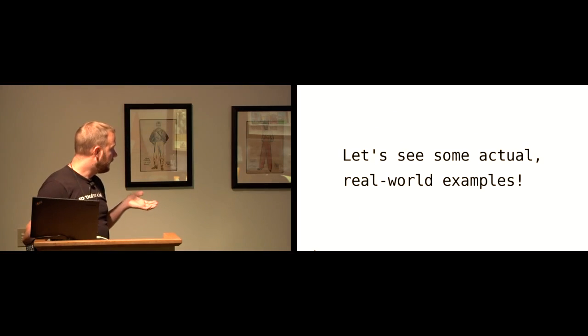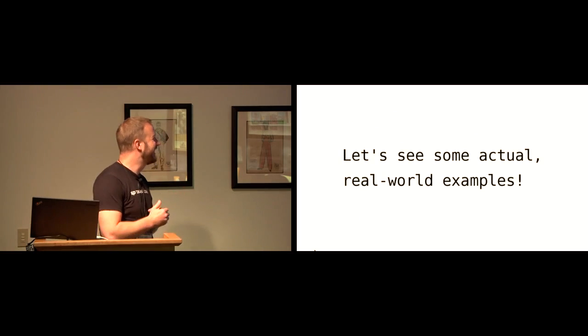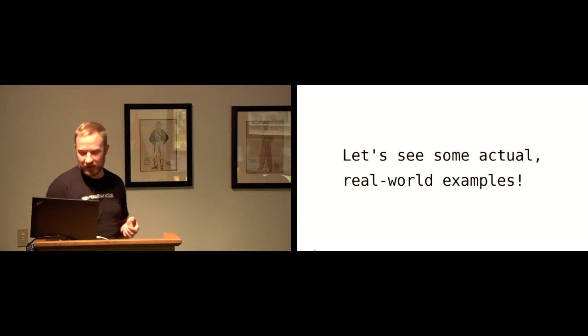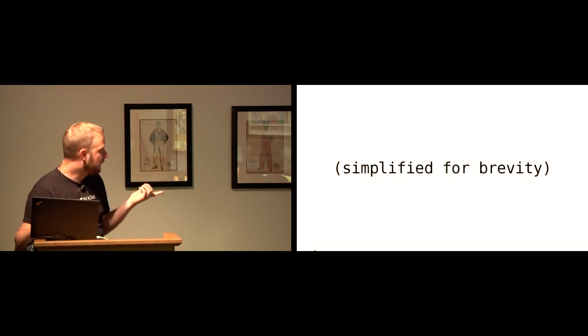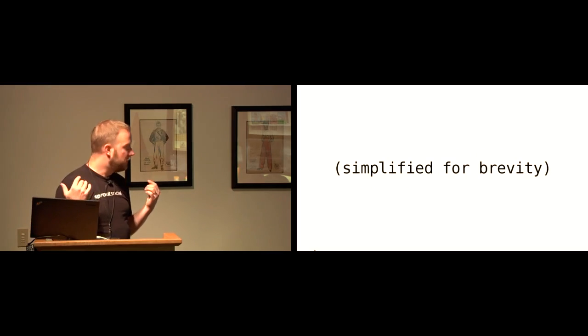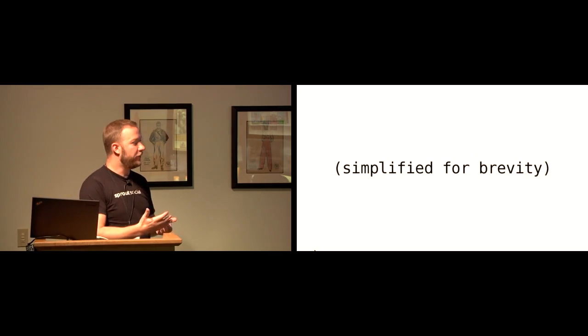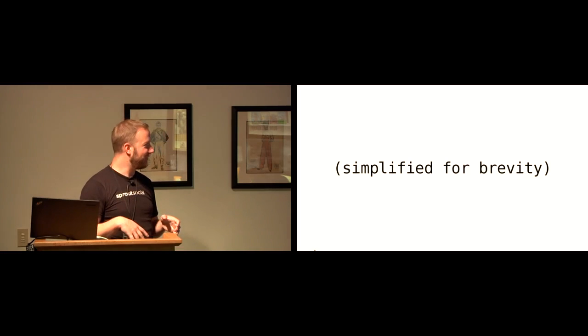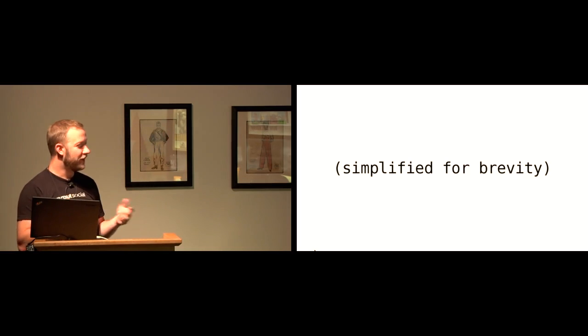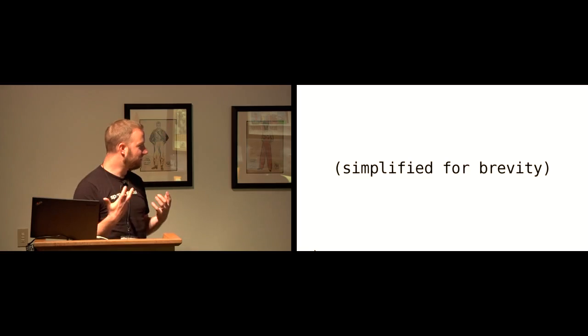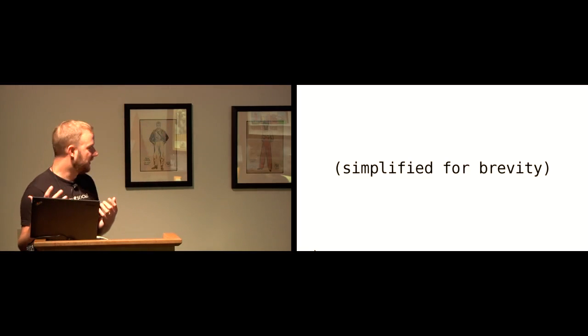Pretty simple stuff, maybe. So let's take a look at some examples. Now, I've simplified these for brevity, but these are actual code examples from production code, not necessarily at Sprout Social, although some of them have come from Sprout Social, but others have come from places where I've worked, and actual code bugs that exist.